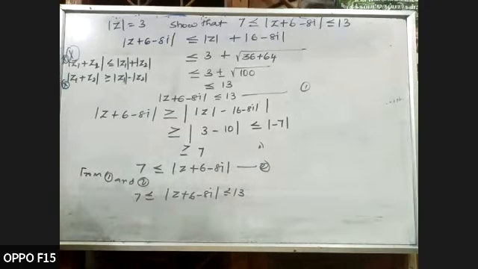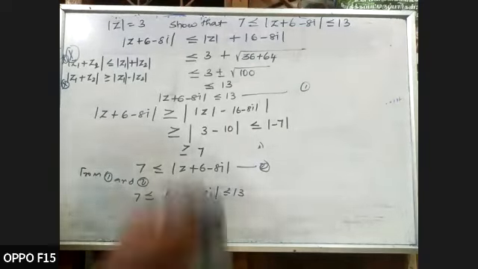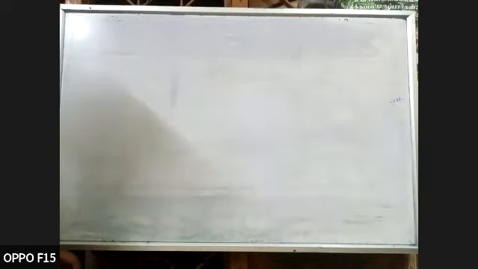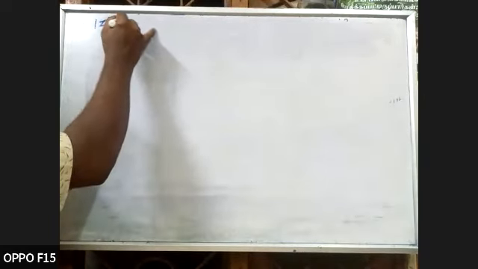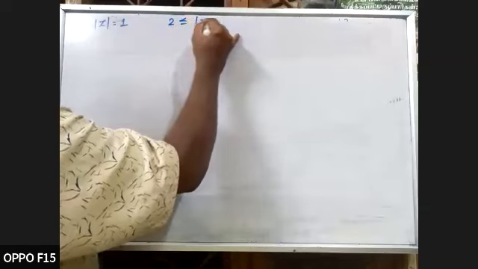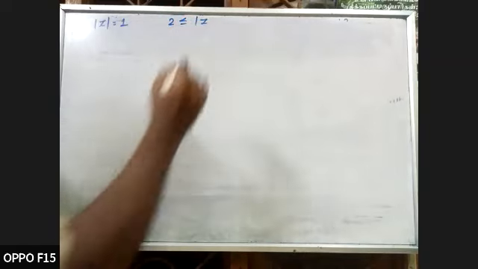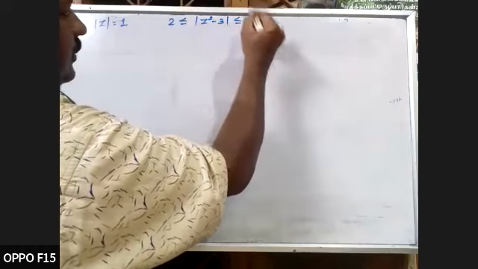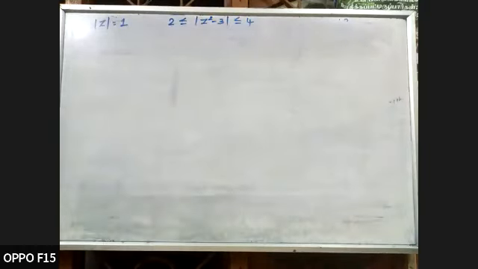The next problem. If modulus of z equals 1, show that 2 is less than or equal to modulus of z square minus 3, which is less than or equal to 4.